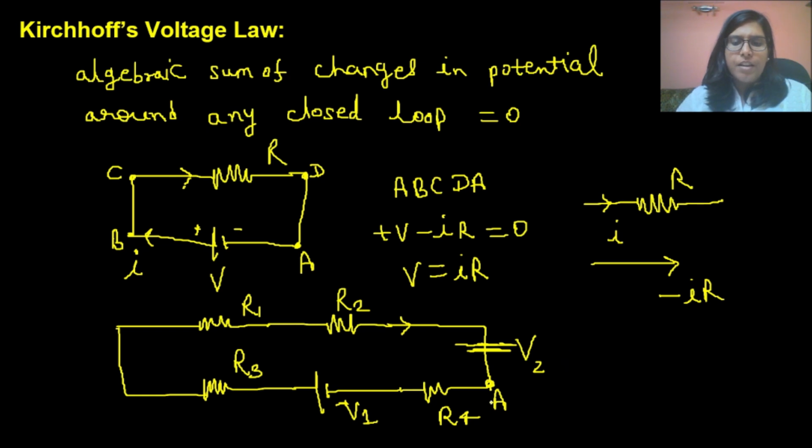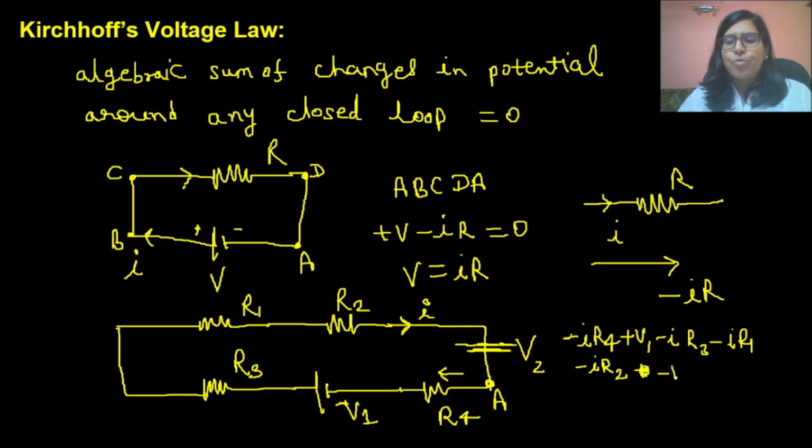voltage law will be, if we start from here and move in this direction, suppose current I is in this direction, then starting from here: minus I into R4 plus V1 minus I into R3 minus I into R1 minus I R2. Here we will write minus V2, not plus, because we are moving from high voltage to low voltage for this battery, and this will equal 0.